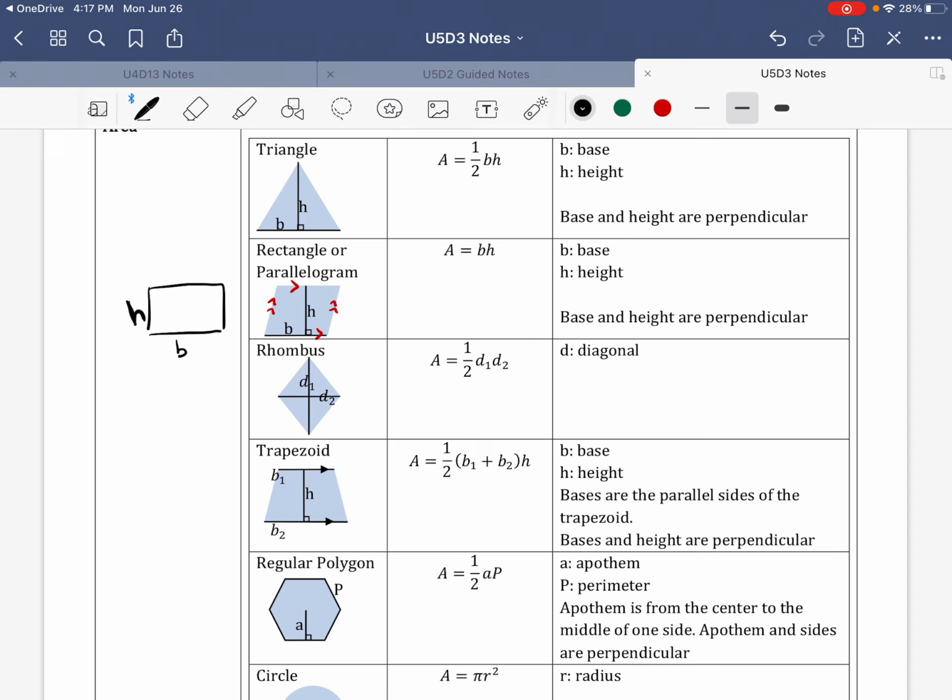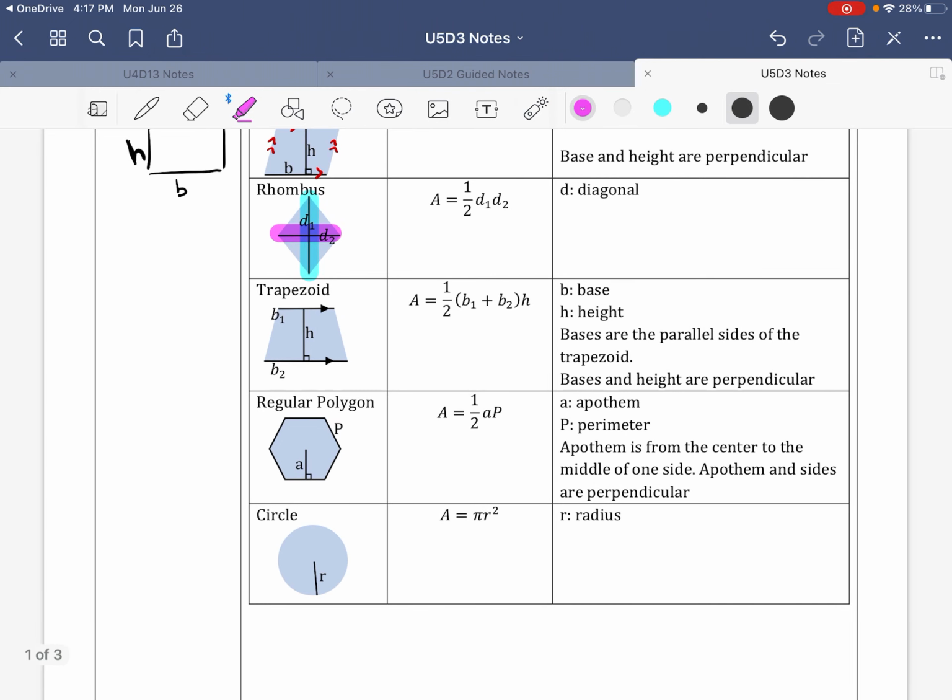Okay, when we talk about the rhombus, we're going to use an equation 1/2 d1 times d2, where d1 and d2 are your diagonals. So our diagonal 1 is this one going all the way down, and the diagonal 2 is the one going across. You're going to take those values and multiply them, and 1/2.